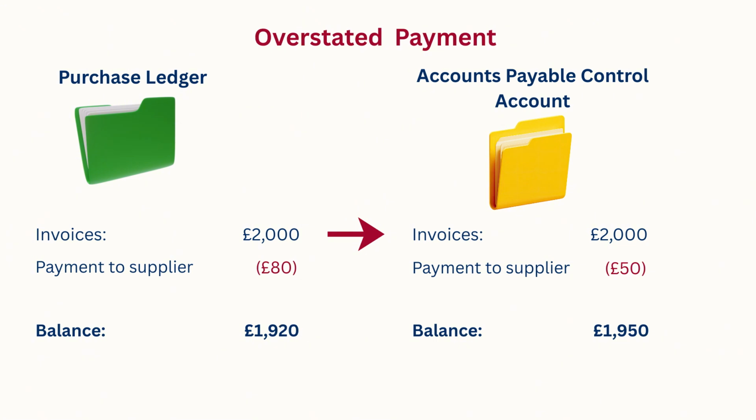Here, the opposite has happened. The ledger shows an overstated payment of £80 instead of the correct £50. The ledger reduces too much to £1,920, while the control account shows the correct balance. An overstated payment makes the purchase ledger too low compared to the control account.